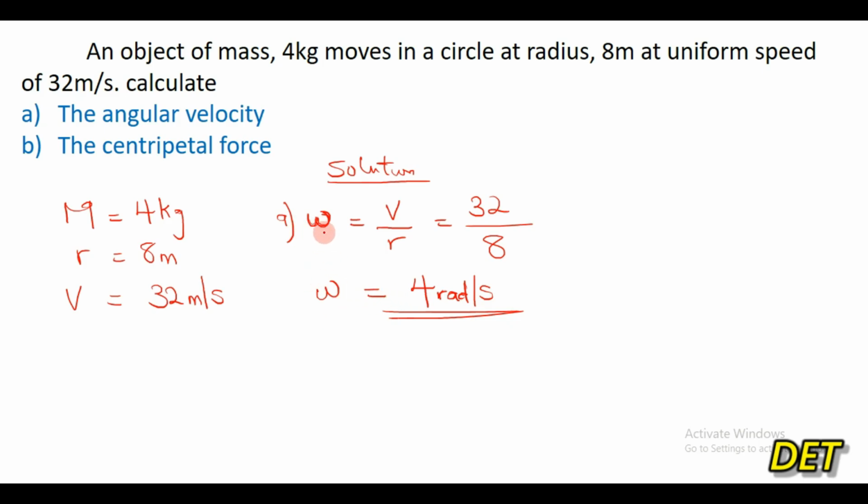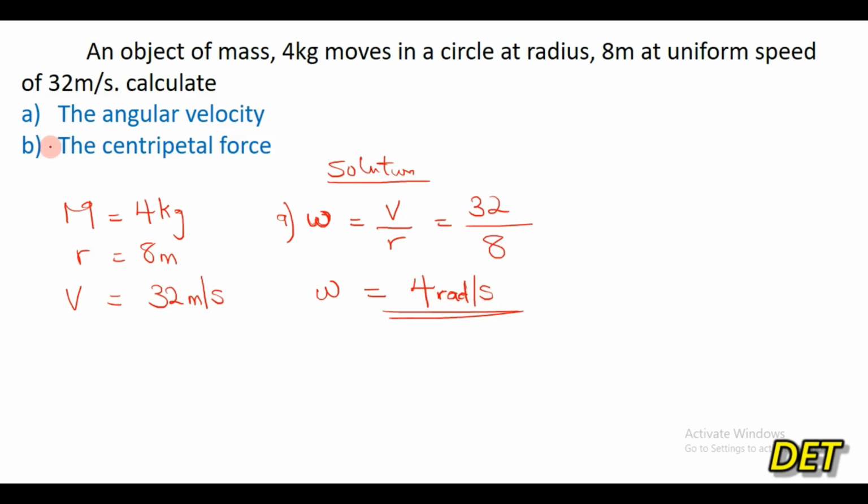So again, angular velocity is equal to v over r. Our velocity is 32 meters per second. Our radius is 8 meters. So 32 divided by 8 will give us 4 radians per second. This is the answer to this question.